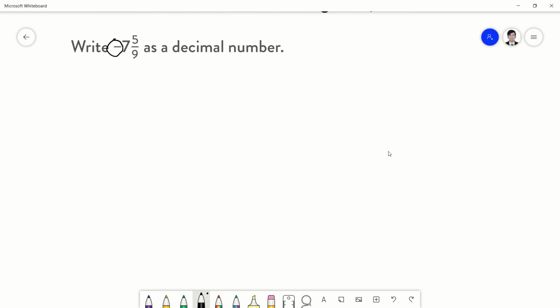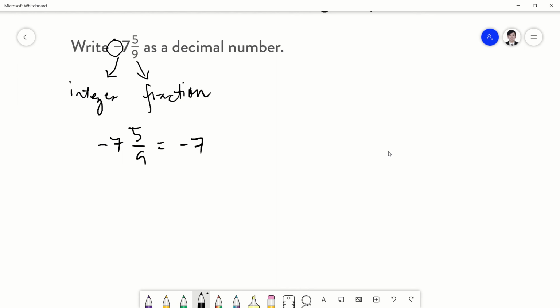Still, this is what we call a mixed number. It's just that -7 is an integer which is negative, and the 5/9 is still a fraction. So nothing changed. The sign goes with 7. Then you add the fraction 5/9. Now we use long division to convert the fraction into decimal by setting up a long division again.